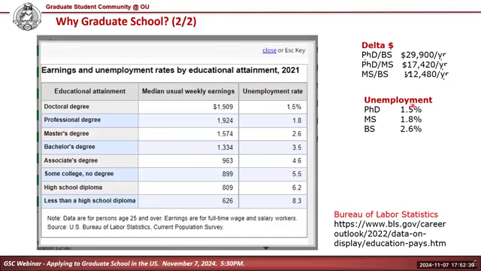It's the same thing. You will see that the difference is $30,000 a year, $17,000 a year, $12,000 a year. The unemployment rate was a bit higher because this was just after COVID.